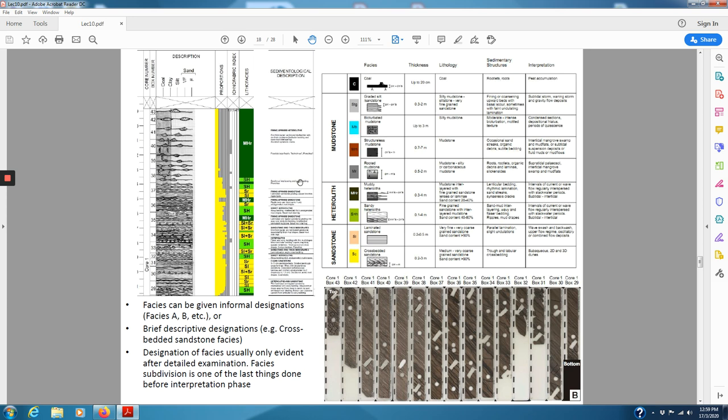And just remember, this kind of work takes time. Your subdivision is not just going to pop up automatically. You need to look at the rocks, and only after several days or several weeks, you start to come up with an understanding of how many facies you have.